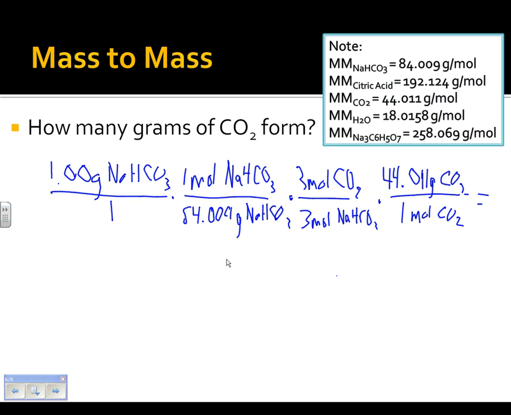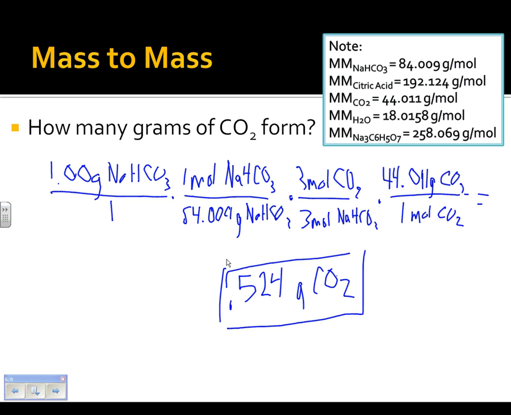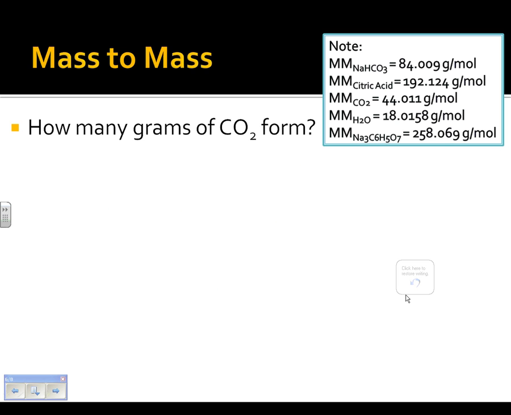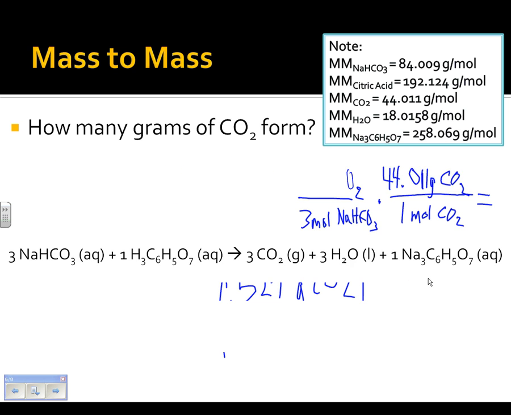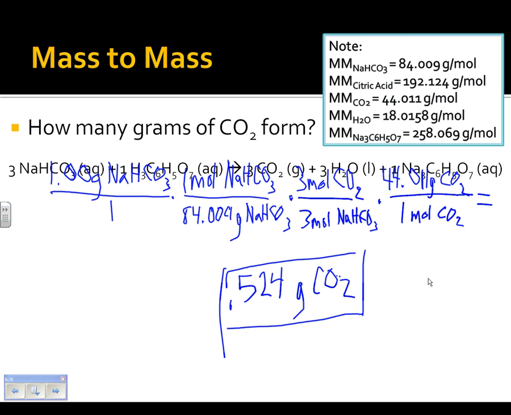Now, when you come out with this, the answer is 0.524 grams of CO2. Please make sure your answer is correct. Remember, no naked numbers!